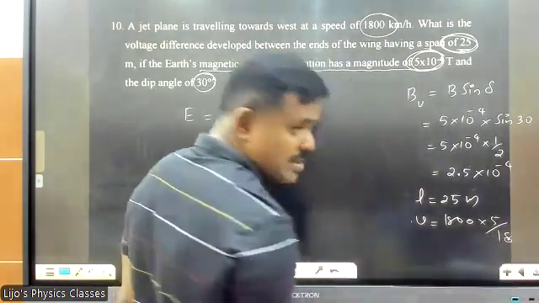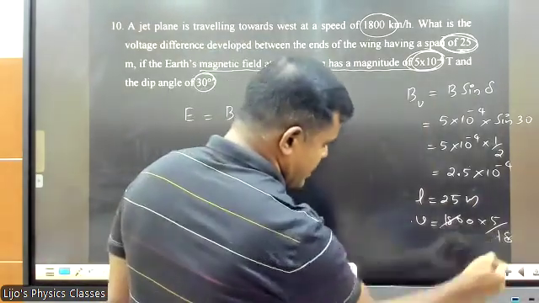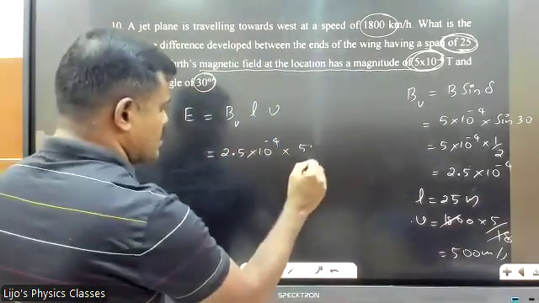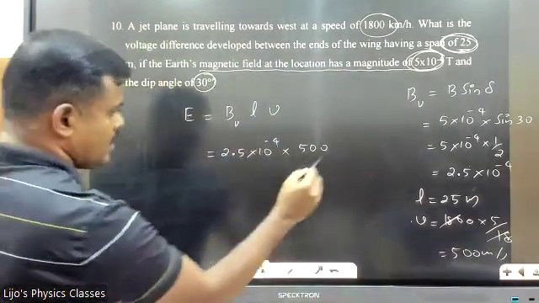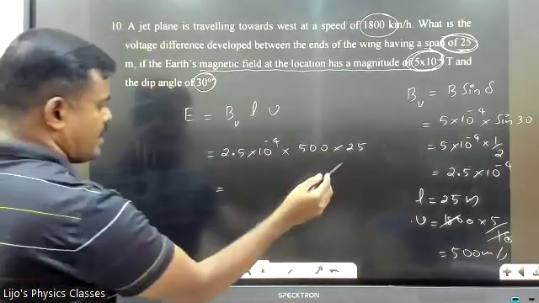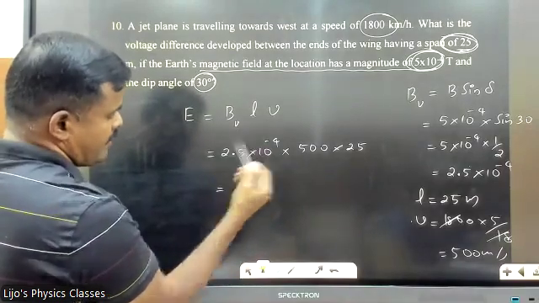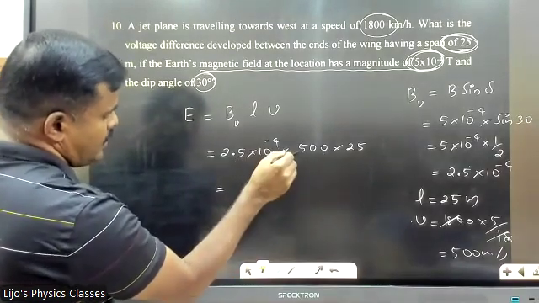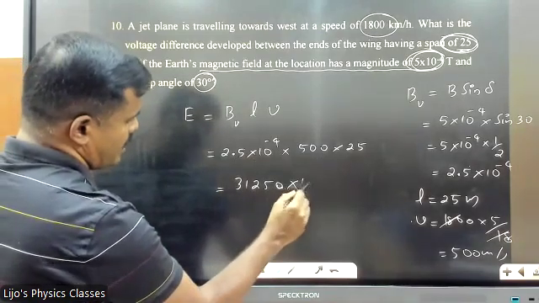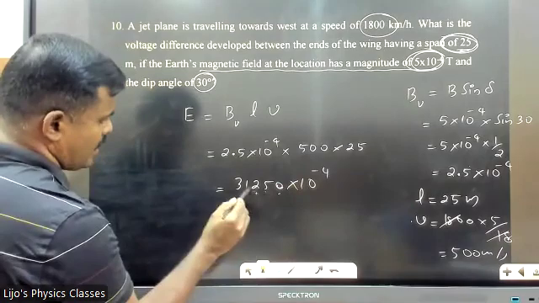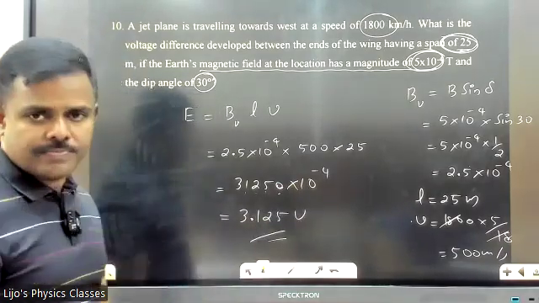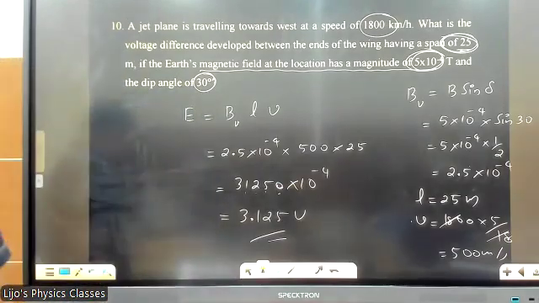You know why I'm doing this? 18 cut, you are getting 500 meter per second. Let's put it across: 500 into 25 into BV. So 500 into 25 is 12,500. 12,500 into 2.5 is 31,250 into 10 power minus 4. So the answer is 3.125 volts. Got it? All of you understood this?